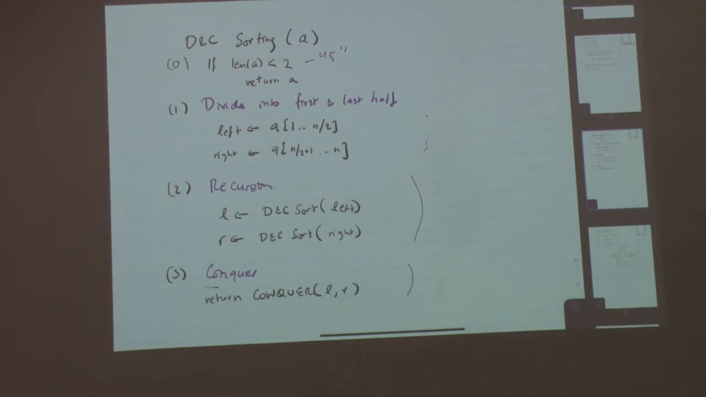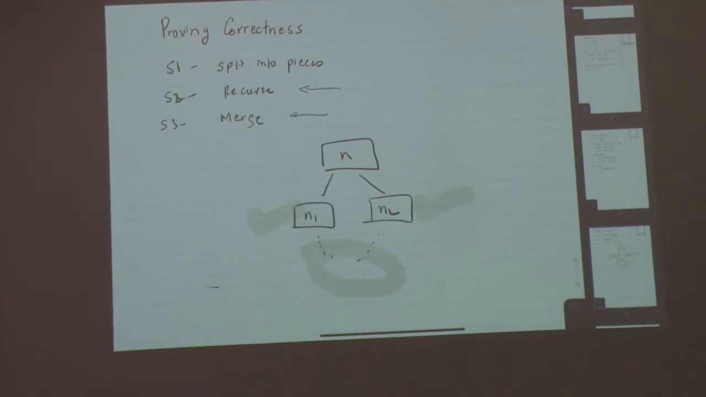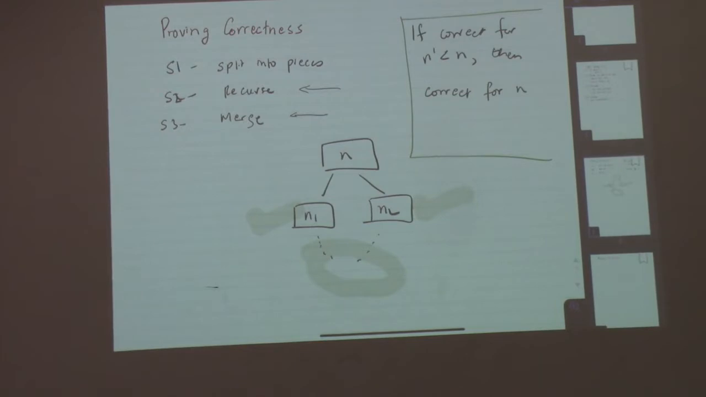So basically we're going to be showing now that if correct for n prime less than n, then correct for n. This is what we want to show, which is exactly what the induction hypothesis is. And the way we're going to show this is by saying, look at what the merge step does, the Comcor. Okay. So let's say what is that going to mean for this? So we will first say, let's look at the induction.